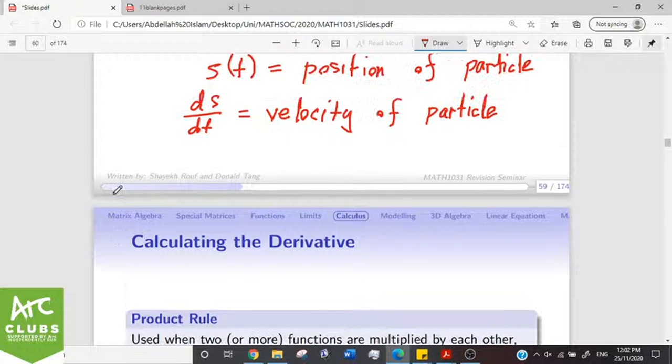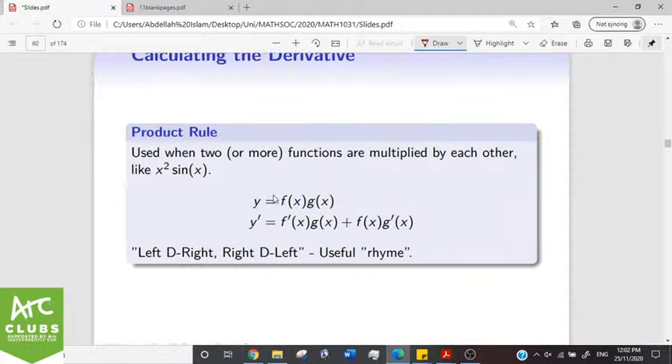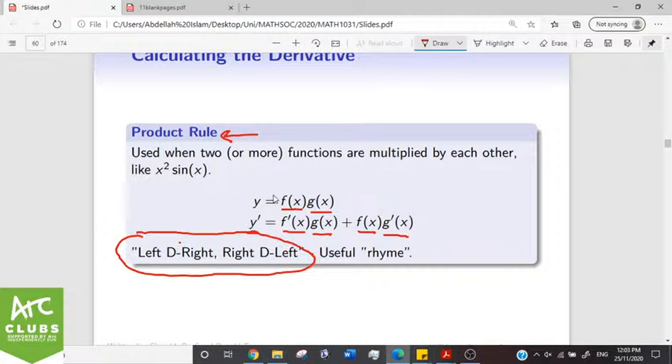You probably already know how to calculate derivatives, right? So I won't dwell on that too much. But one thing we should definitely look at is the product rule. If you have the product of two functions, then the derivative is the derivative of the first function multiplied by the second, plus the first function multiplied by the derivative of the second. And there's a useful rhyme that a lot of people know and love: left d right, right d left. Or right d left, left d right. It doesn't matter.